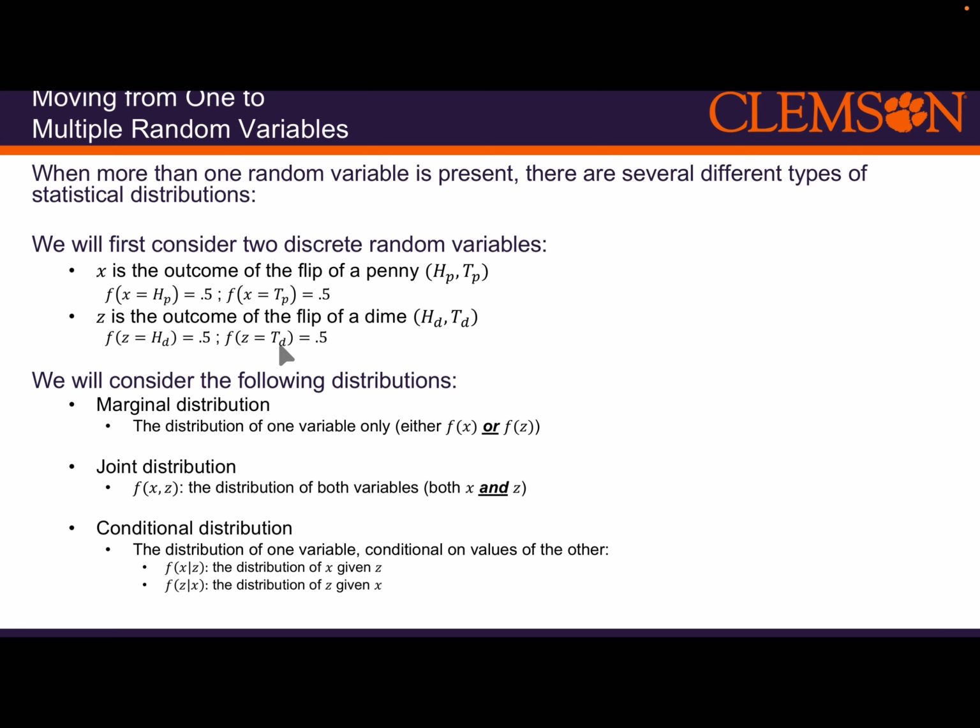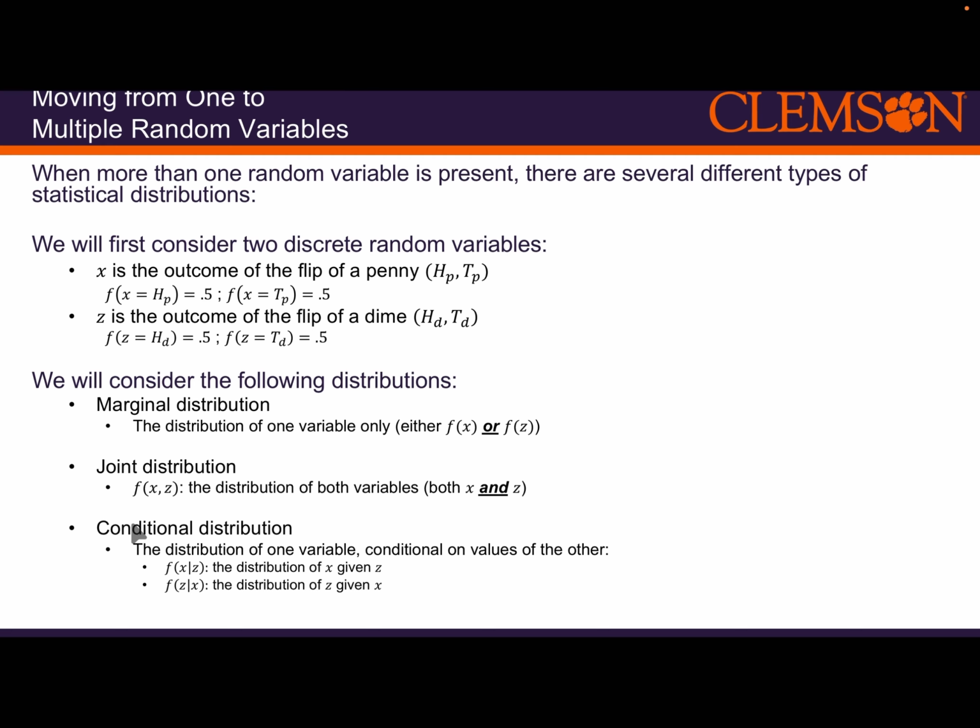So we're going to talk about 3 different distributions. Use these to give us the context for describing 3 distributions. Now, I will note this context does apply to continuous distributions as well, but here, for our purposes, we are only describing it right now in discrete terms. It's a little bit easier to visualize, too. Okay, the 3 different ways that we can look at this is the marginal distribution, right? This is the distribution of one variable only, either f of x for the penny or f of z for the dime.